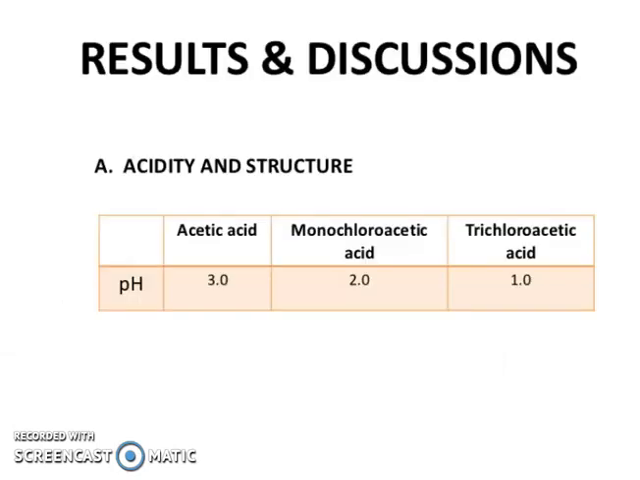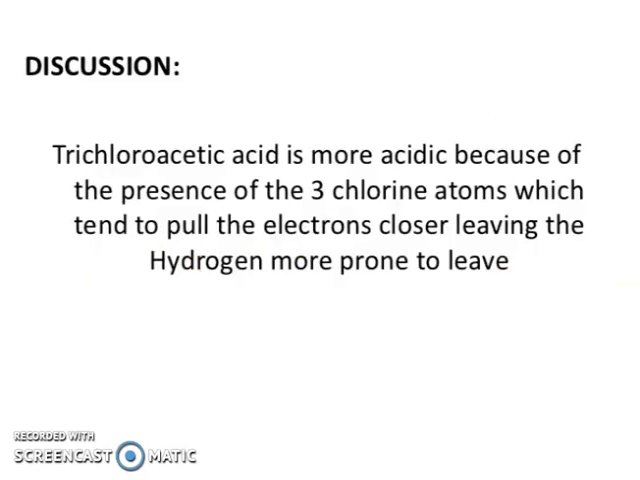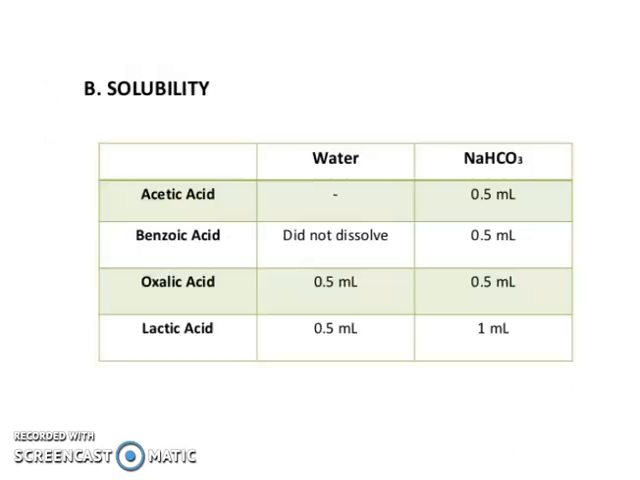Now result and discussion. What you have to write? Acidity and structure. Acetic acid, monochloroacetic acid, and trichloroacetic acid. You can see the pH. Acetic acid 3.0, monochloroacetic acid 2.0, and trichloroacetic acid 1.0. So trichloroacetic acid is more acidic because of the presence of 3 chlorine atoms, which tend to pull the electrons closer, leaving the hydrogens more prone to leave.